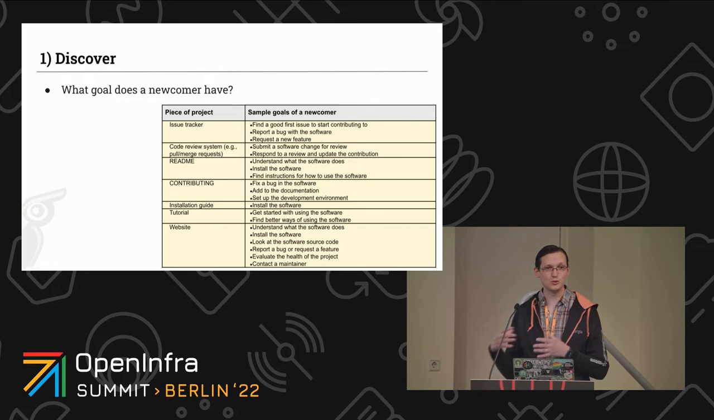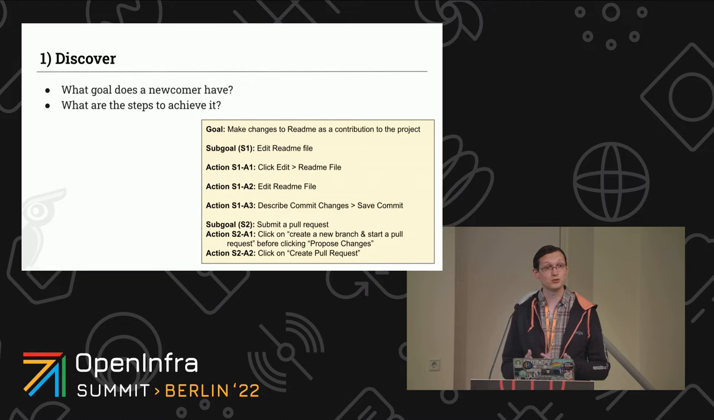Once we understand what someone wants to do in our project, we can describe the steps required to actually do it. And we want to be explicit: here are the things that you need to do. So for making a documentation change on a GitHub repository, it might require clicking the edit file, then describing the change in the commit box, hitting commit, and then we're not done yet.